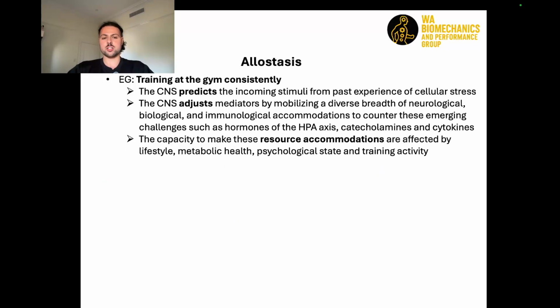Now, it gets a little bit easier if we use an example. So if we're training at the gym consistently, I like to use this as an example. The central nervous system will predict the incoming stimuli from past experience of cellular stress. Okay, so you've gone to the gym before, you've done a smashing workout, your biceps or something, and you're about to start a bicep set, and your body's already predicted this from incoming stimuli of past experience of that cellular stress. So the central nervous system will adjust mediators by mobilizing a diverse breadth of neurological, biological, and immunological accommodations to counter these emerging challenges.